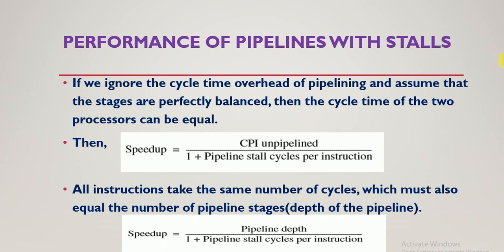Now if we ignore the cycle time overhead of pipelining, and assume that the stages are perfectly balanced, then the cycle time of the two processors can be equal. Then the speed up can be evaluated as CPI, cycles per insertion unpipelined, to 1 plus pipeline stall cycles per insertion. So this is the cycles per insertion unpipelined, and this is the cycles per insertion pipelined, where we consider the stall cycles also.